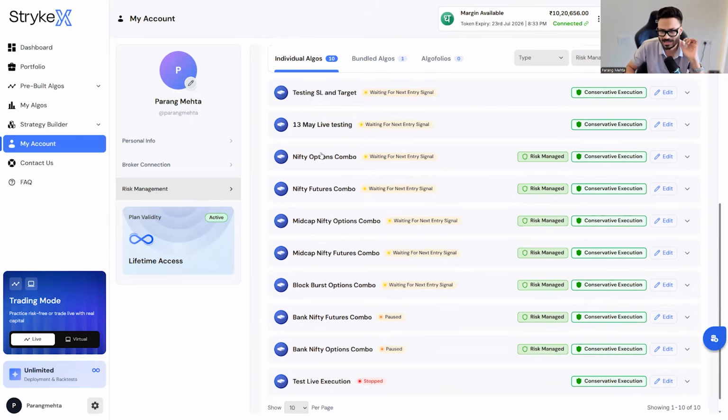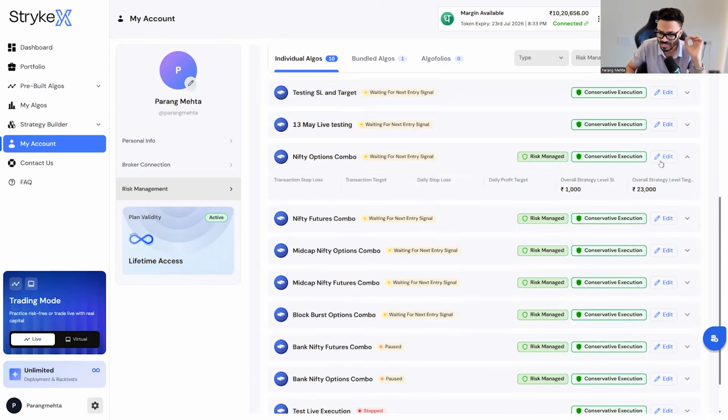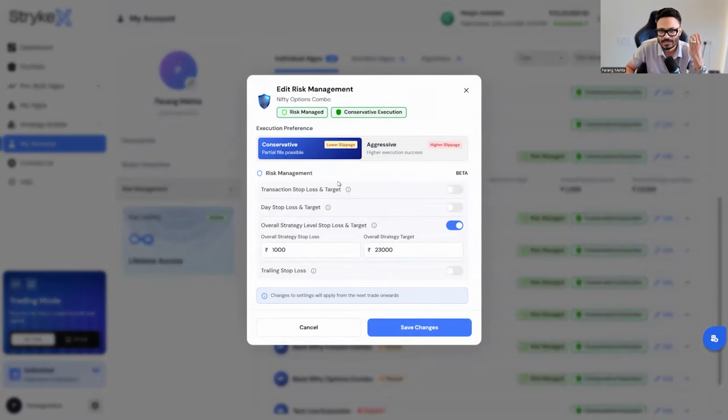Now, let's say I want to set up a specific risk management system for the Nifty options combo strategy. I'm going to click over here. Over here, I will see the execution mode selected for this particular strategy. And now I can select edit. Now, when I select edit, it is going to ask me certain questions. So it's going to ask me, what's your execution preference for this strategy type? I will go with conservative.